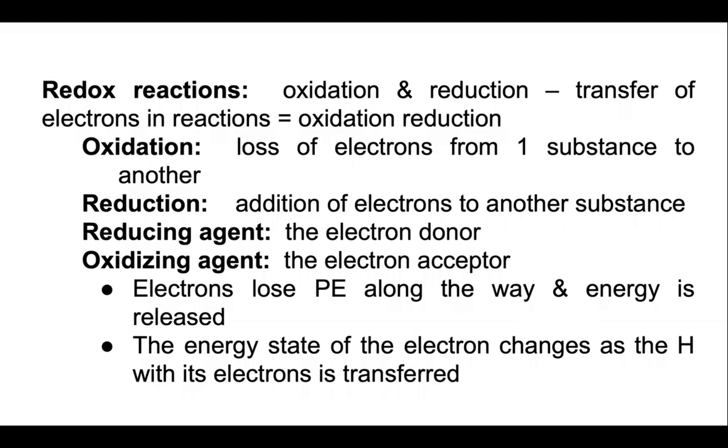We care about this because electrons are going to lose some of their potential energy along the way, and the energy gets released as they're being moved. So in metabolism, we are going to have some reactions that take place that are redox reactions where electrons are going to be moved, and they're going to release some of their energy as they do that. So the energy state of the electron changes as the hydrogen with its electrons is transferred.